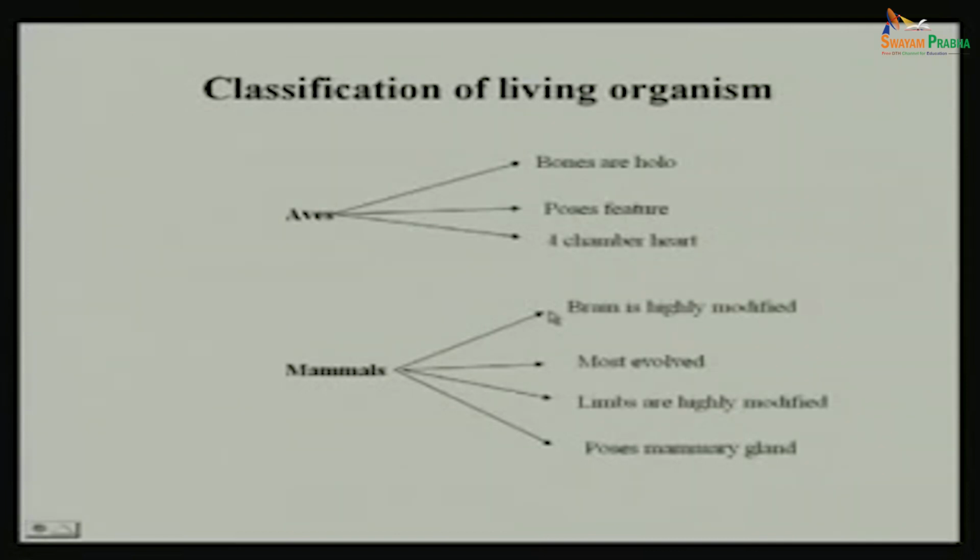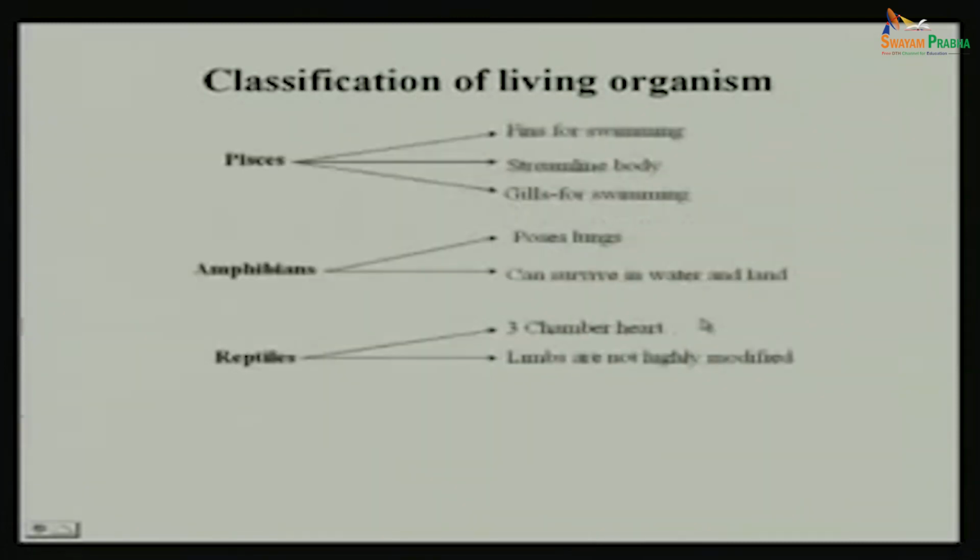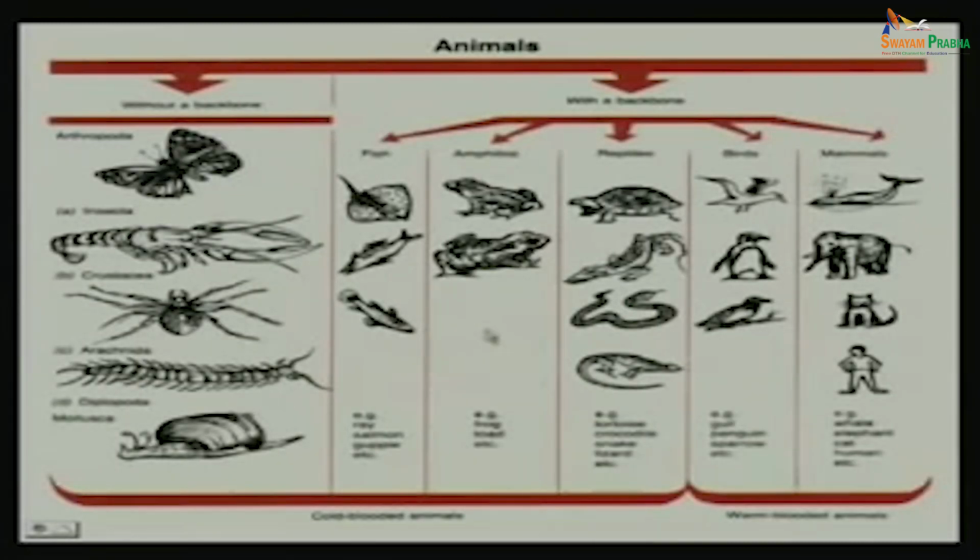Then the most developed species in this world are the mammals. The mammals are the most evolved. They have mammary glands. Their limbs are highly modified and they have the most developed brain. And that is the reason why the mammals, the Homo sapiens, are considered to be the most developed species in this world, in this universe.